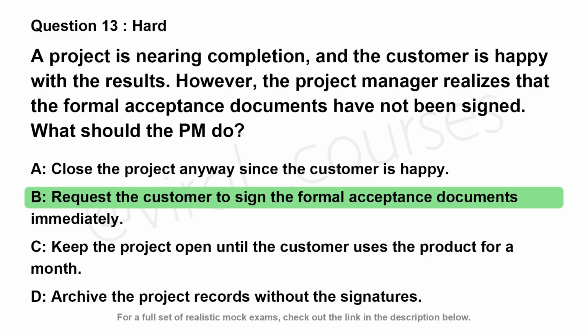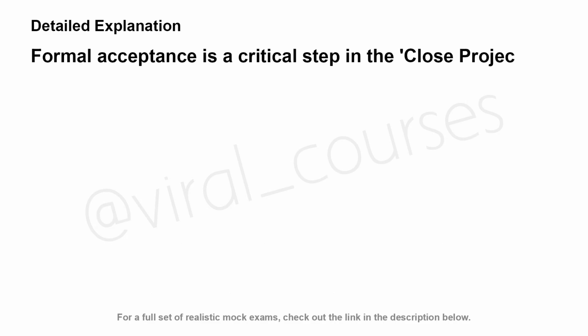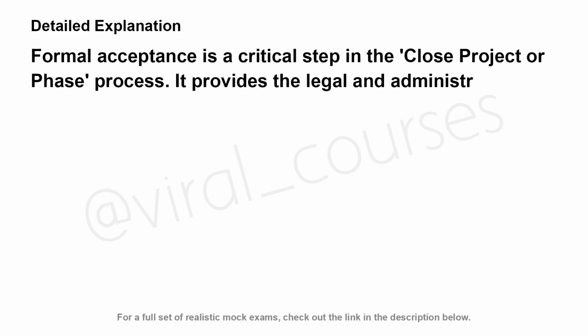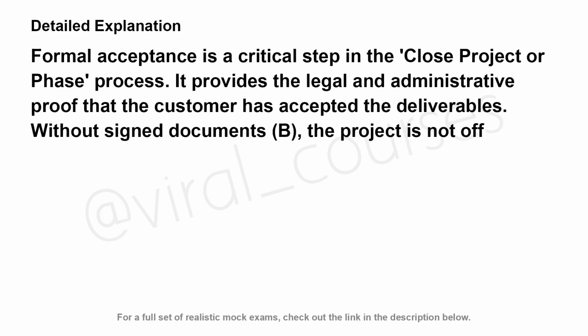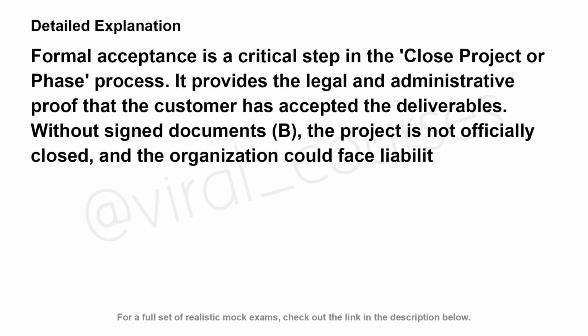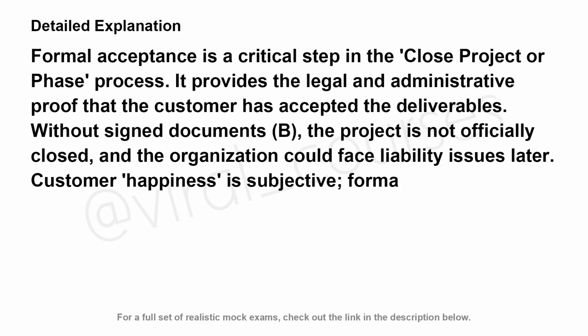The correct answer is B. Formal acceptance is a critical step in the close project or phase process. It provides the legal and administrative proof that the customer has accepted the deliverables. Without signed documents, B, the project is not officially closed, and the organization could face liability issues later. Customer happiness is subjective. Formal sign-off is objective.